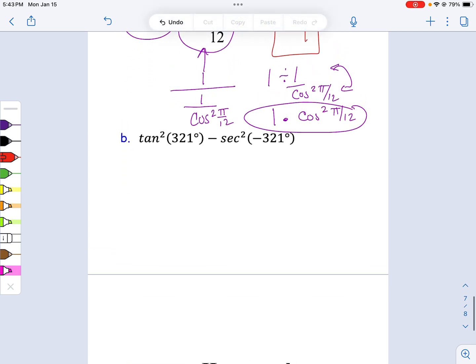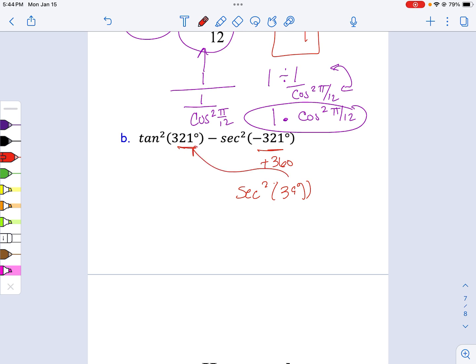All right, if I take a look at this one, I notice that these are different. One's a positive 321 and one's a negative 321, and that's okay, but we need to make them the same. One of the things you might think about doing is adding 360. The downside is, if I take negative 321 and add 360, that turns into secant squared of 39 degrees, and that doesn't help me because those two angles are not the same. Whereas that might have been your first thought, it's not a bad thought, but it doesn't turn these angles into the same angle measure.